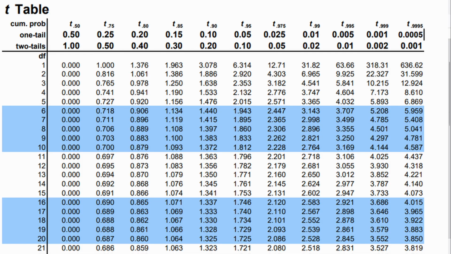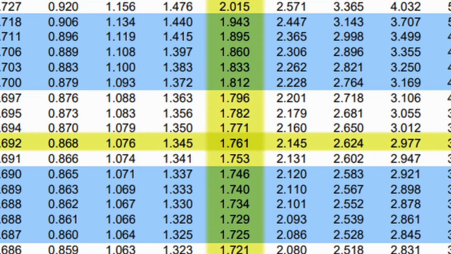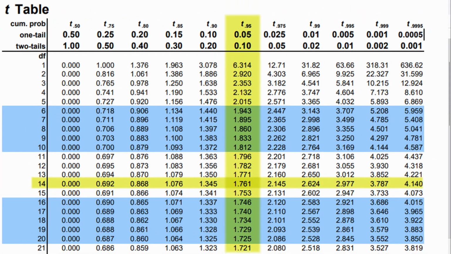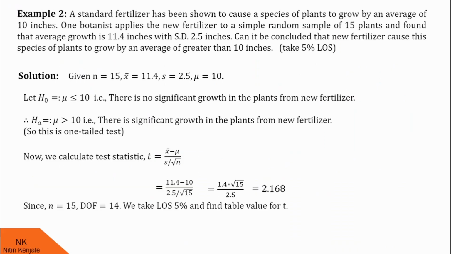Look for 14 degrees of freedom in row headings, it is over here. And for one tail test, look for 5% LOS. 5% LOS is here. So their intersection is 1.761. So this is our table value for t. Let us note it down.